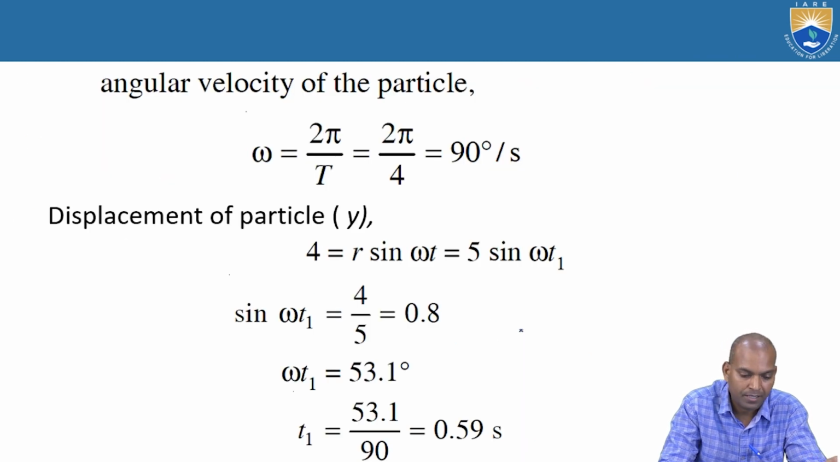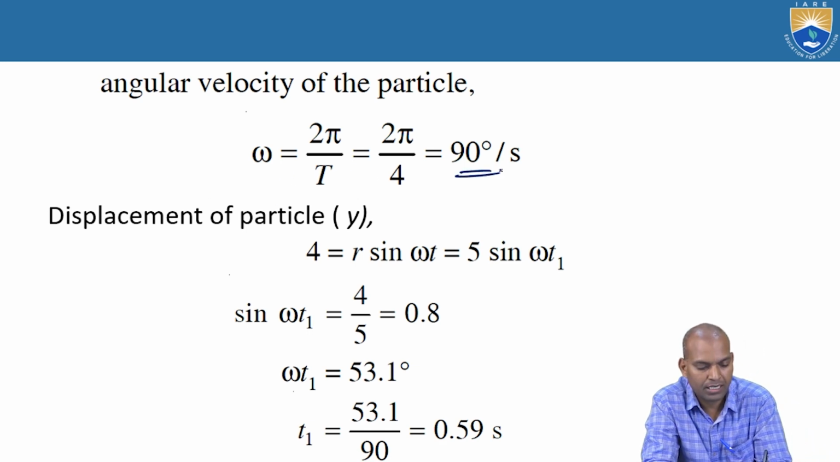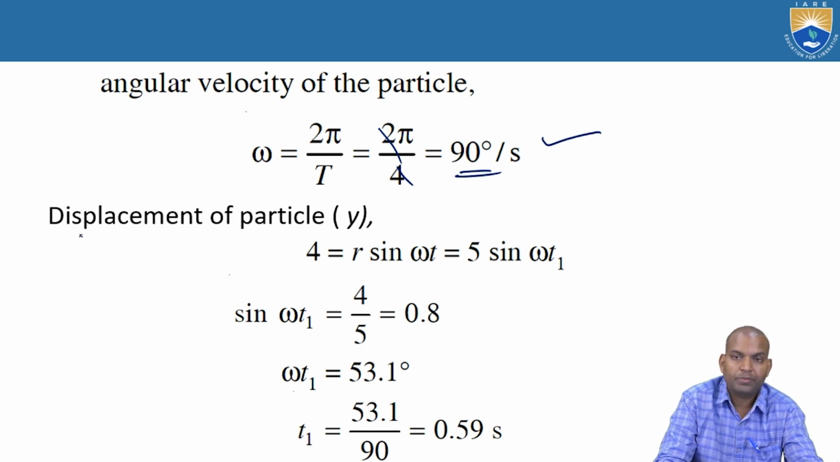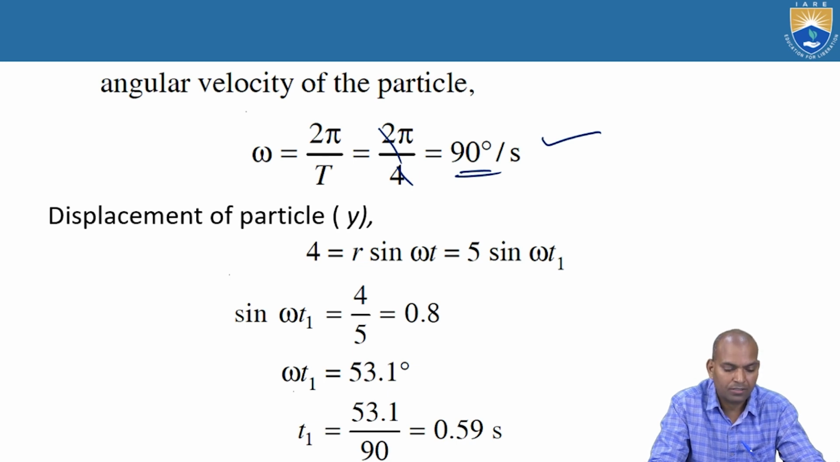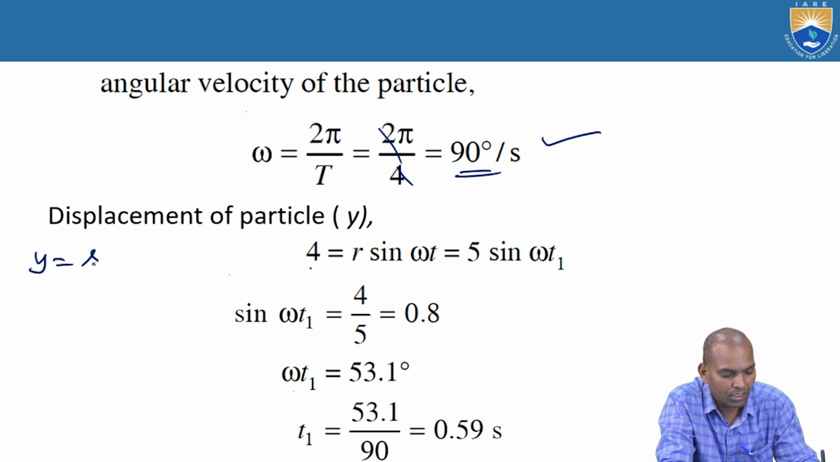So for that, the angular velocity of the particle, omega, equals 2 pi by T, that is 2 pi by 4, which is 90 degrees, or pi by 2 radians per second. And the displacement of the particle, y, equals R times sin omega t, where y is 4, that is y1, and y2. We know the two equations, y equals R times sin omega t or cos omega t.